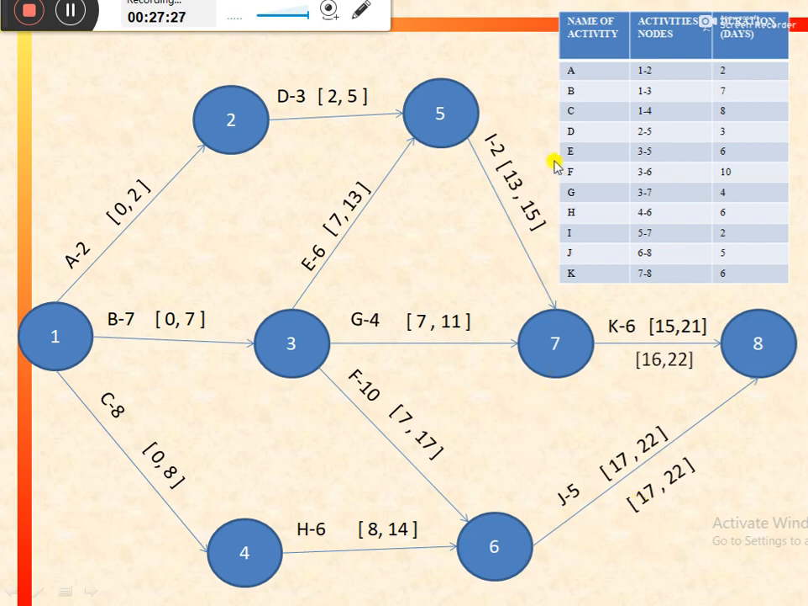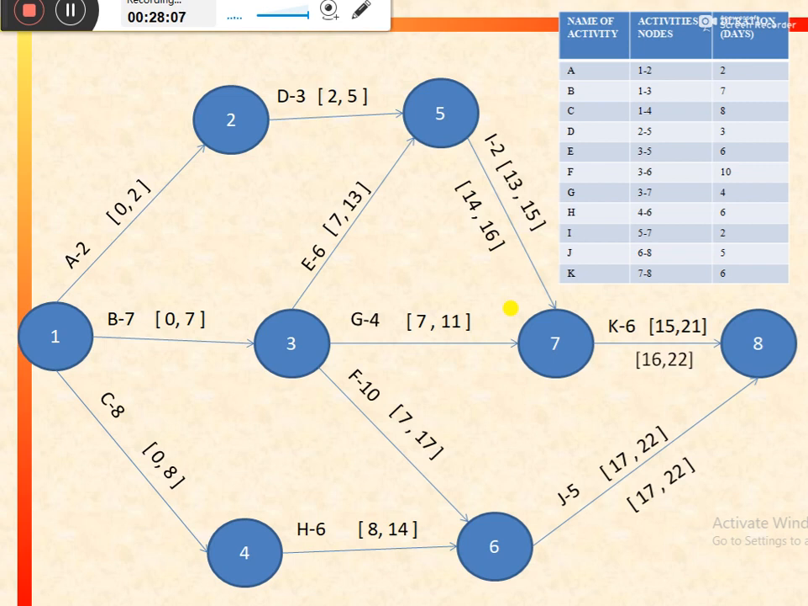After that we would come to activity I. So for activity I, the latest finish would be equal to the latest start of the successor activity, that is activity K. So the following activity for I is activity K. So the latest start of activity K, that is 16, would be the latest finish for activity I, and in that case the latest start would be 16 minus 2, that is equal to 14.